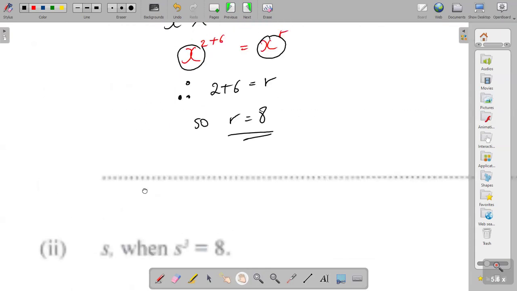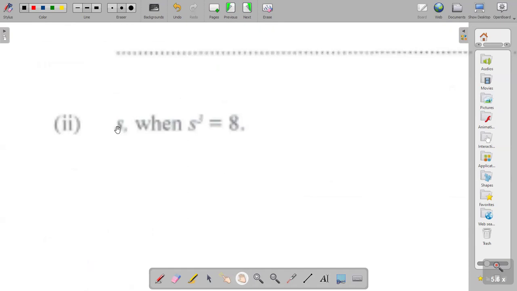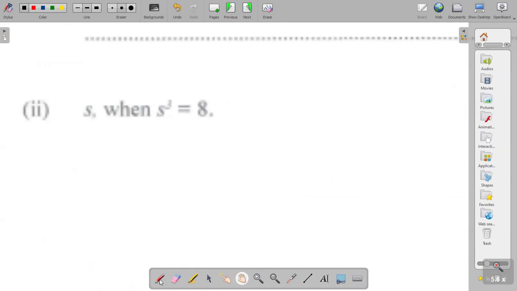So they say no, the same thing. It says find the value of. So now, instead of R, we're looking for S. Now, check this out. They say that S to the third power is equal to 8. That means there is some number, when you multiply it by itself, you will get 8.